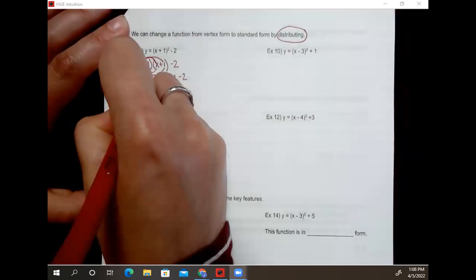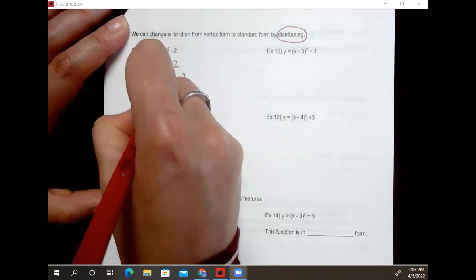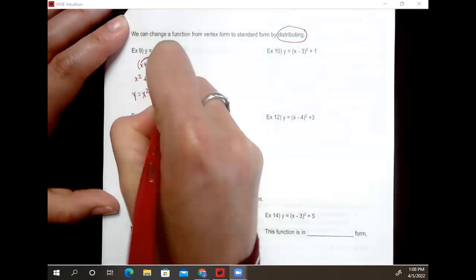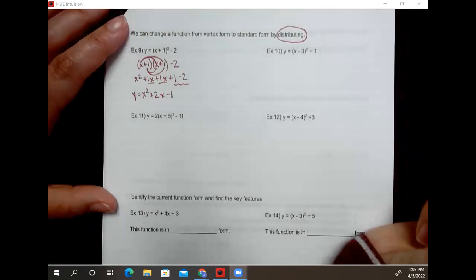So I would get y equals x squared, 1x plus 1x would be 2x, and then 1 minus 2 would be negative 1. There's my standard form, x squared plus 2x minus 1.